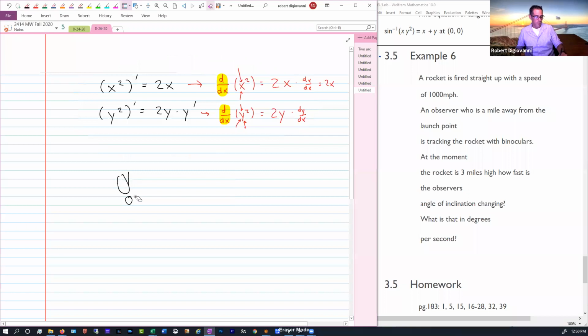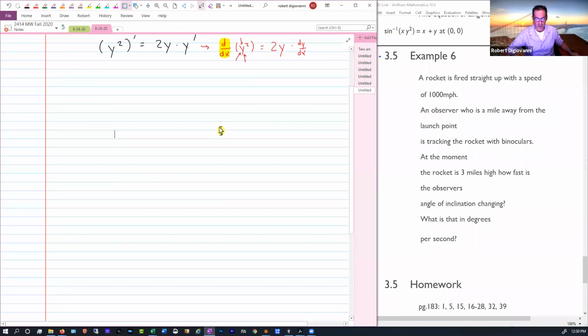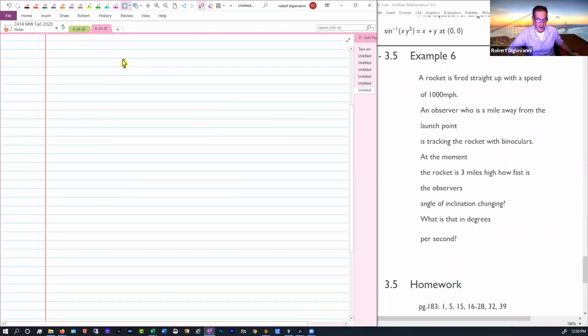And you could do this problem right now without anything we've done today, all right? But we're gonna use some stuff we learned today, and I'm gonna hopefully convince you why it's useful.